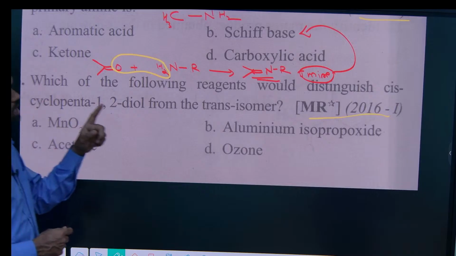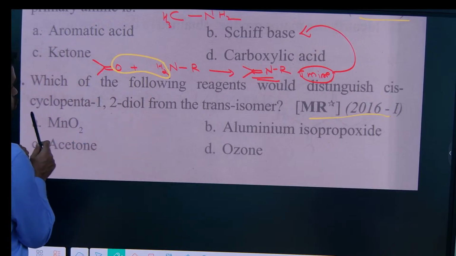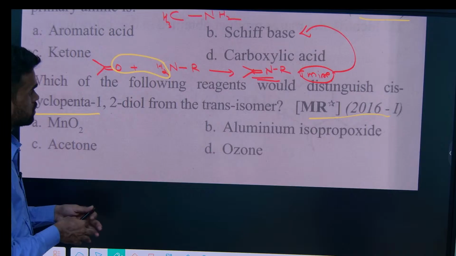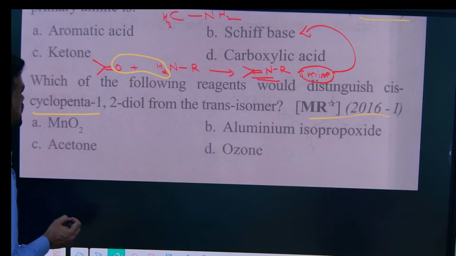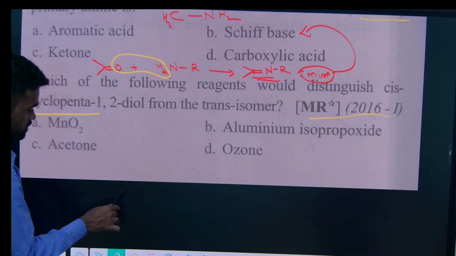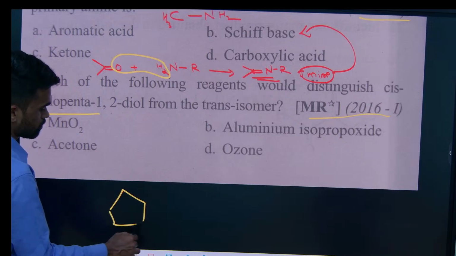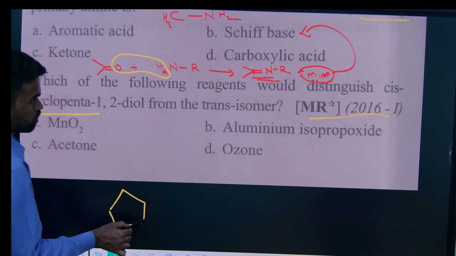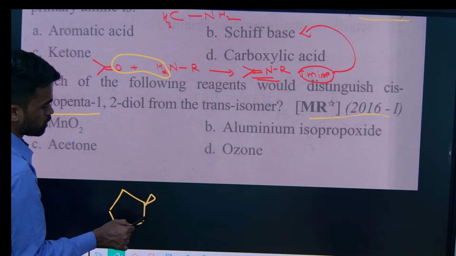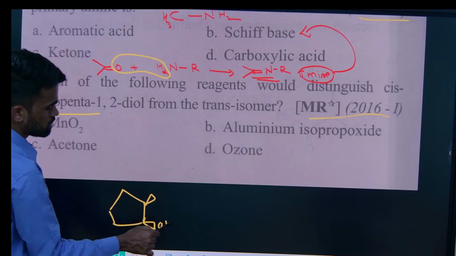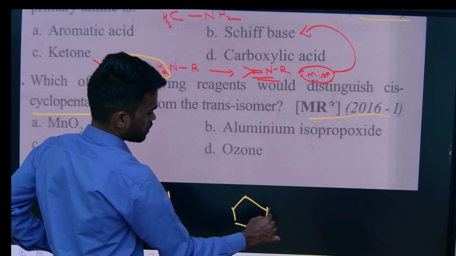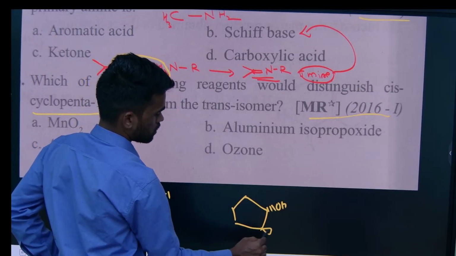Which of the following reagent would distinguish cis cyclopentane-1,2-diol from its trans isomer? Yeah. So first write the structure first. Do not give your direct answers. First write the structure first. Cyclopentane-1,2-diol, but it is a cis form. It means both OH groups should be either above the plane or below the plane. So this is cis form. Trans form means above the plane, below the plane.